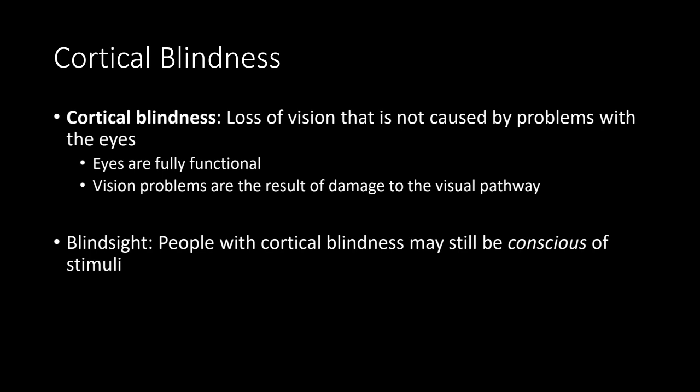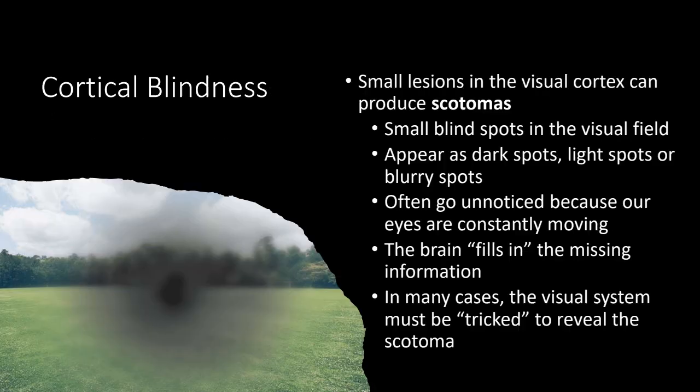There's an interesting condition that's related to this, which is called blindsight. And this is when people who have cortical blindness as a result of damage to the visual pathway are still conscious of stimuli in their environment. They experience loss of vision, but they may still be conscious of stimuli in their environment. We'll watch an interesting video on this in a minute, but let's just look at what this can mean.